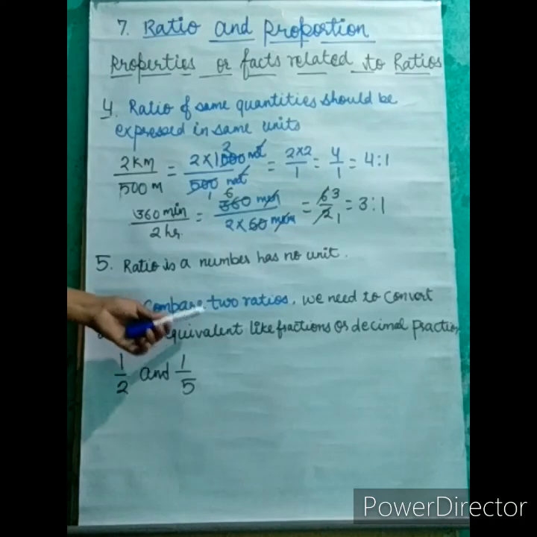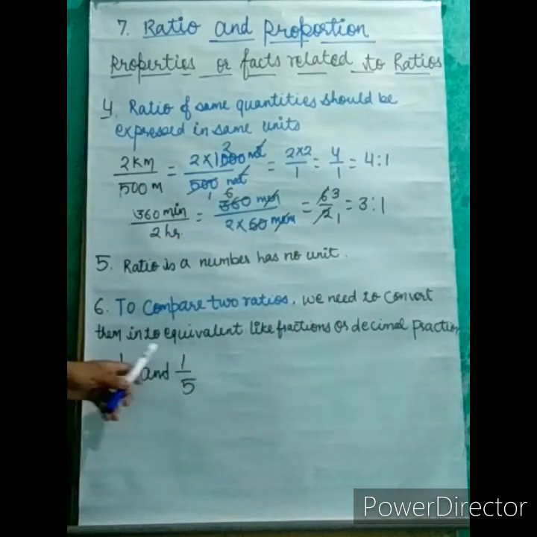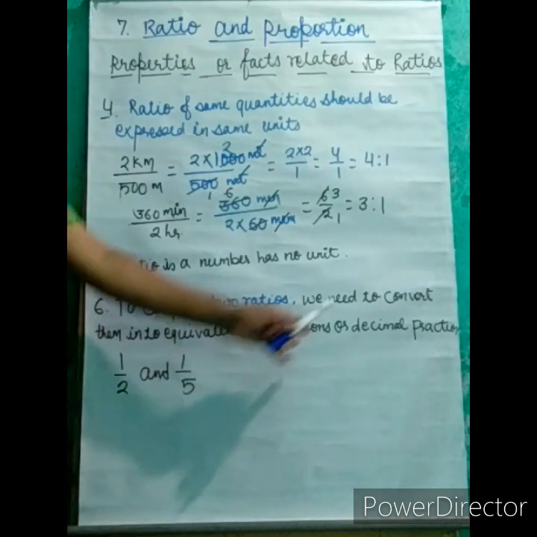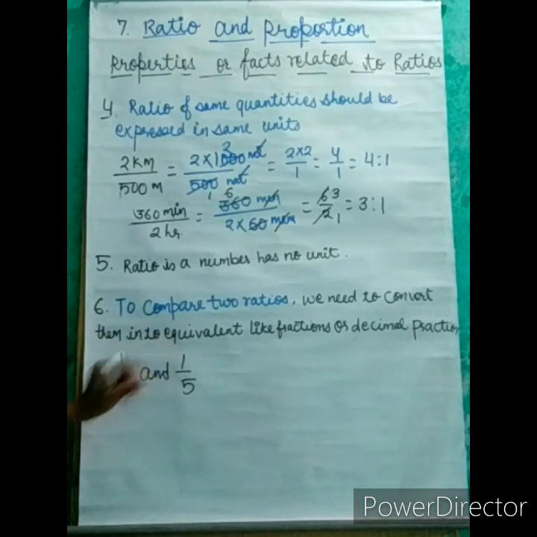Now if you are going to compare two ratios, we need to convert them into equivalent like fractions or into decimal fractions. Now let's see 1 over 2 and 1 over 5. We have two fractions and we want to compare them. We want to see whether 1 over 2 or 1 over 5 is greater. So what we can do, we can convert them into like fractions. Like fractions means the denominators are the same.